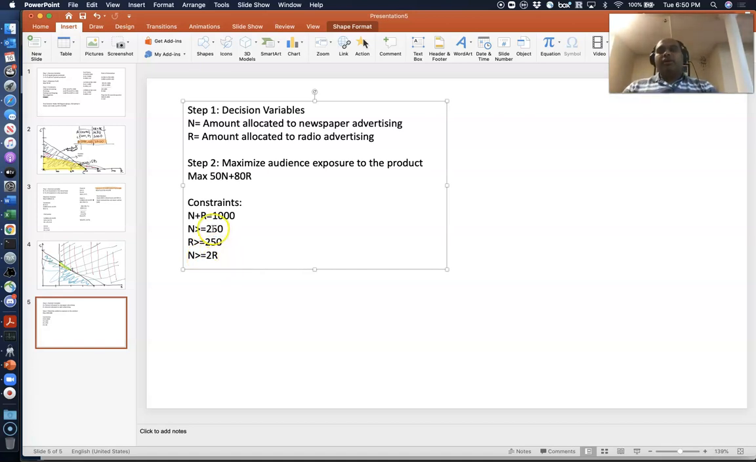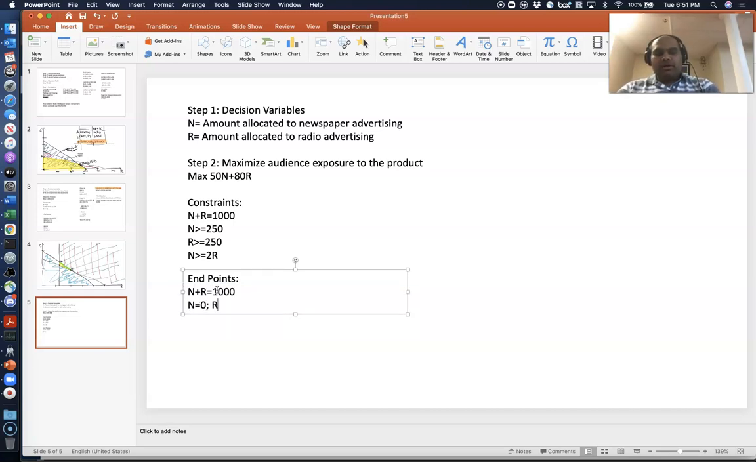So let's look at the endpoints. I'm not going to look at the endpoints for these two lines, but I'm going to look at the endpoints for the first and the last line. Let me calculate some of the endpoints. So the endpoints for the first line, N plus R equal to 1000: when N is 0, R is 1000, and when R is 0, N will be 1000.